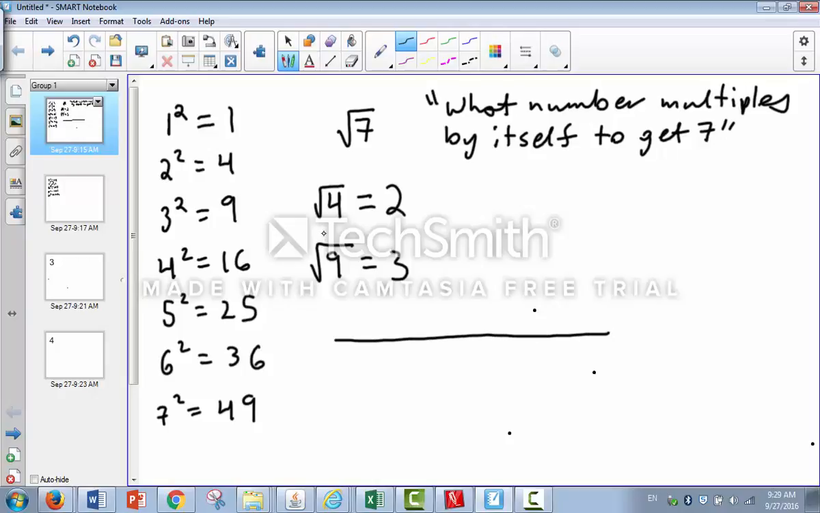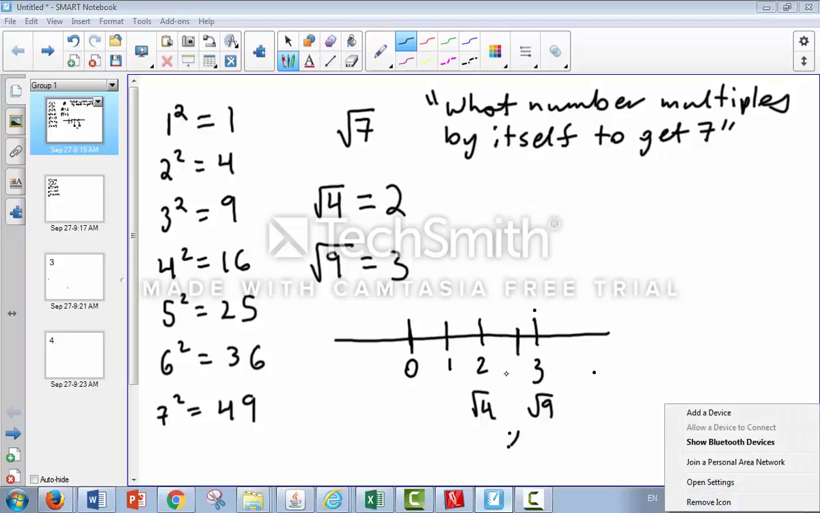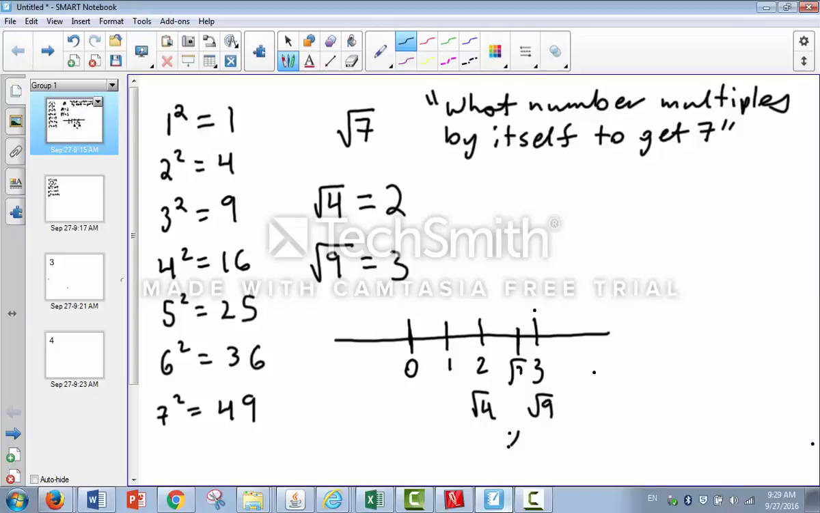So the square root of 7 is somewhere in between there on our number line. So this would be the square root of 4. This is the square root of 9. Square root of 7, it's going to be closer to the 9. It's going to be around here. It's a little closer to the square root of 9 than the square root of 4.